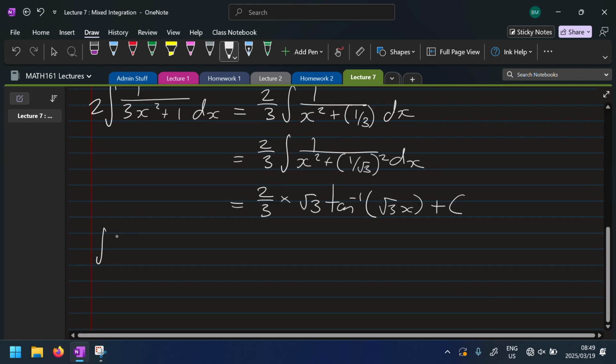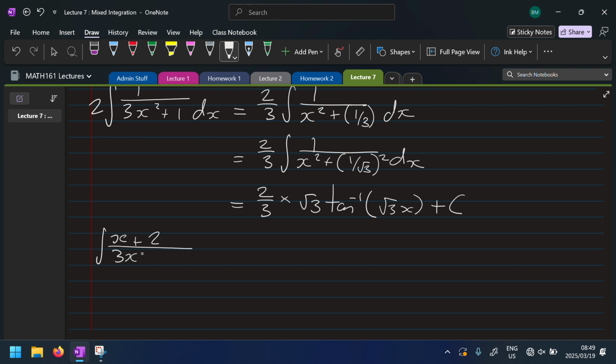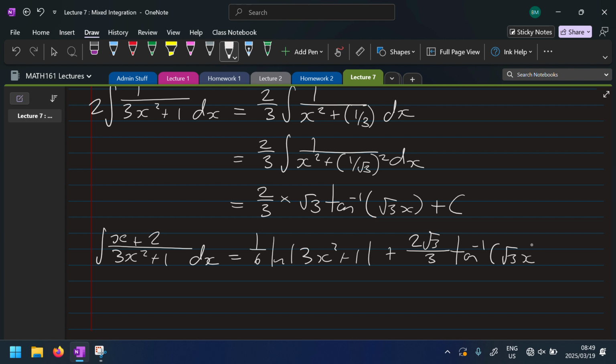So we have the integral of x plus 2 over 3x squared plus 1 dx is equal to the first bit we had, 1 over 6 natural log of 3x squared plus 1, plus the second part of the problem, the one with the arctan. So it will be 2 root 3 over 3 arctan root 3x plus c. Okay, so just put it all together.